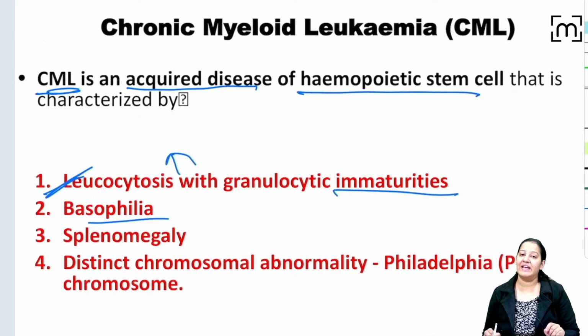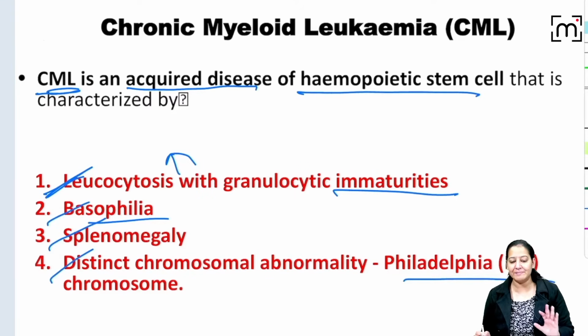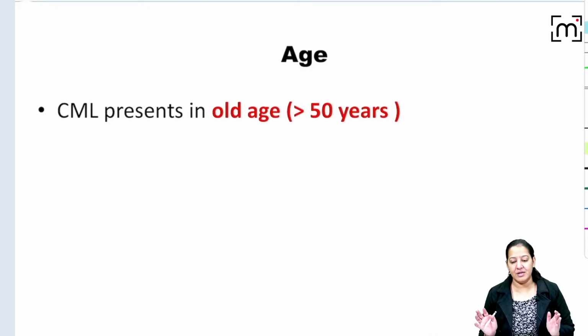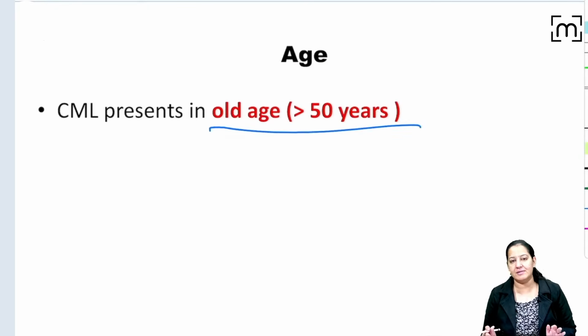The second is basophilia. The basophils are also increased. The third is splenomegaly. The spleen is enlarged. And the fourth is the presence of the Philadelphia chromosome. I will be explaining what the Philadelphia chromosome is. In any patient, if these 4 findings are there, you can label the patient as CML. So you should learn the definition of CML. The age of presentation is a little bit towards old age, usually after 50 years.